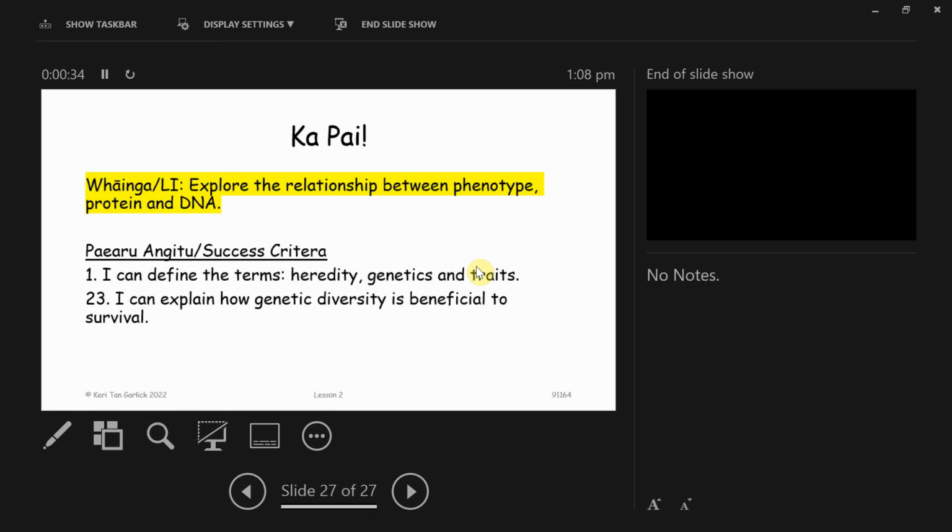For our success criteria, you guys should hopefully start being able to define some of these terms. And you should also be able to explain that genetic diversity and how that benefits.